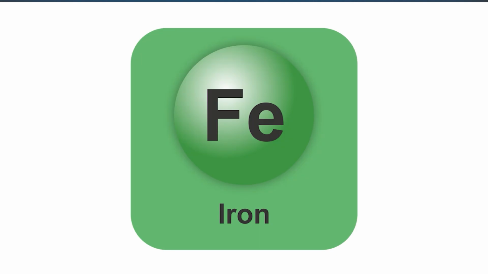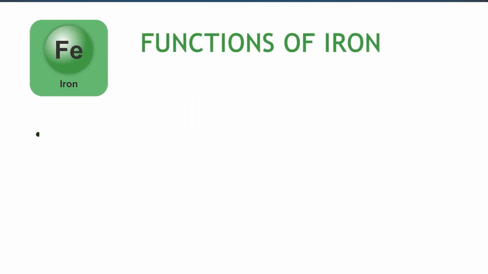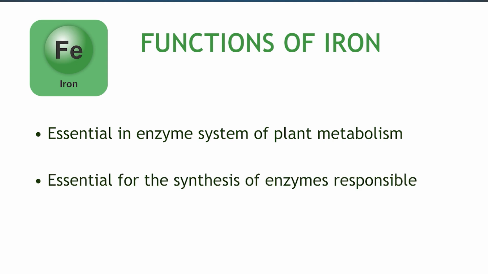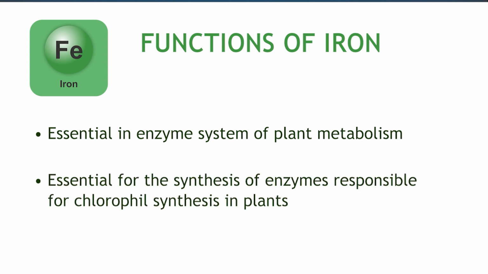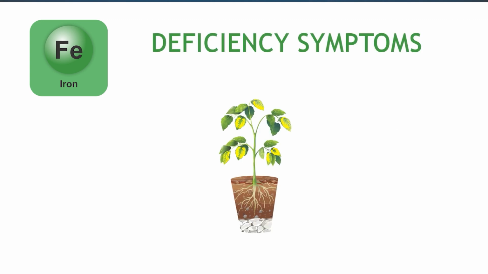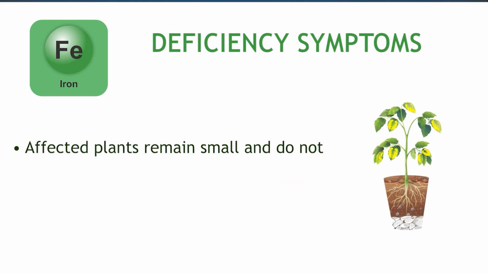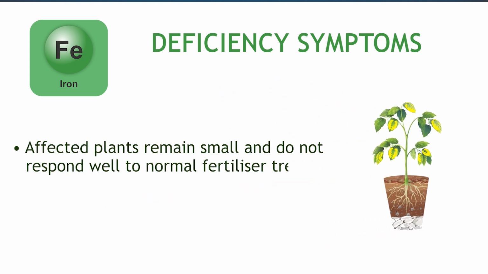Eighth, iron. Its functions are essential in enzyme system of plant metabolism, essential for the synthesis of enzymes responsible for chlorophyll synthesis in plants. Its deficiency symptoms are yellowing of younger leaf blades while veins and petioles remain green. Affected plants remain small and do not respond well to normal fertilizer treatments.